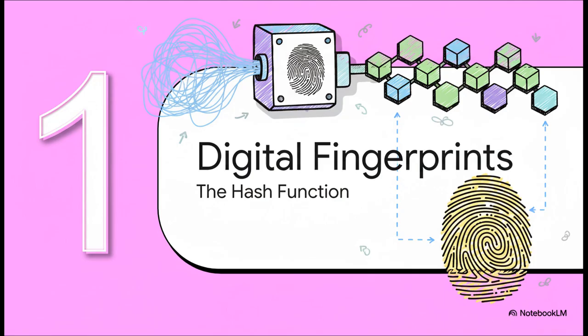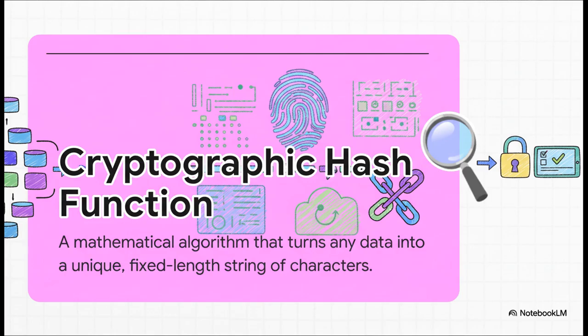To really wrap our heads around this, we need to meet the first hero of our story, the cryptographic hash function. This is the engine, the machine, that creates these amazing digital fingerprints. Okay, that sounds super technical, I know. Mathematical algorithm, fixed length string, but honestly, the core idea is way more intuitive than it sounds. You just have to think about it in a different way.